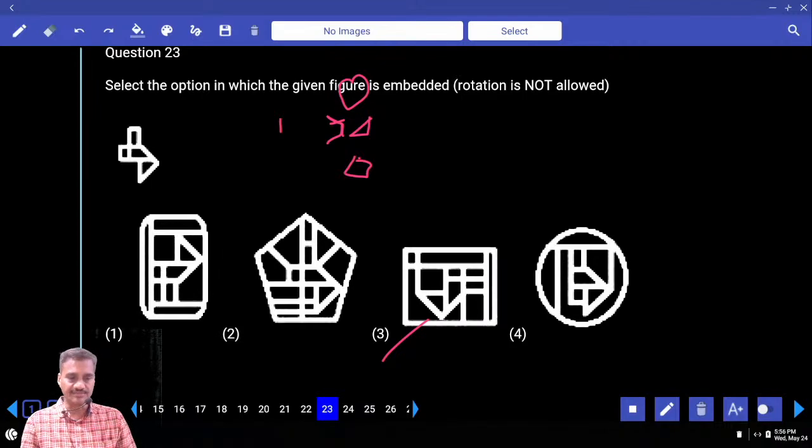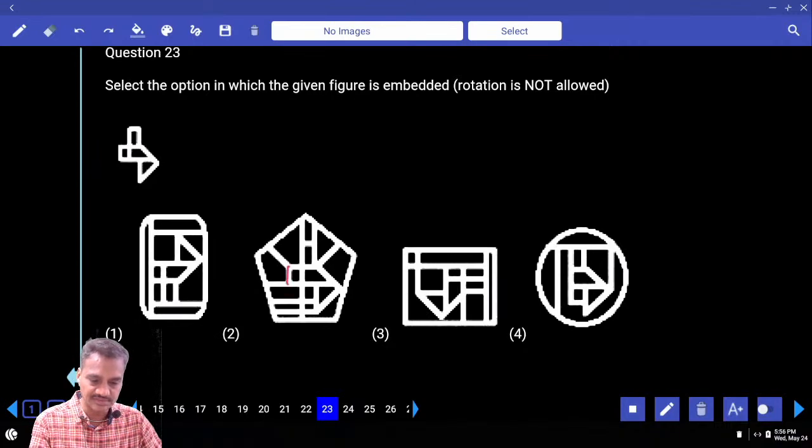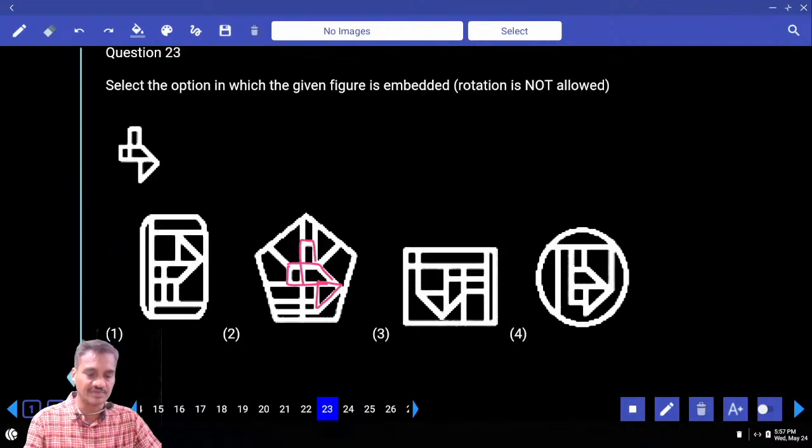Then 23. Select the option in which this is embedded. We need to find out the embedded figure here. Tell me where we can find this embedded figure. This is a line we have. From here this is H, and next, this is the triangle we have for this. Answer choice 2, question number 23.